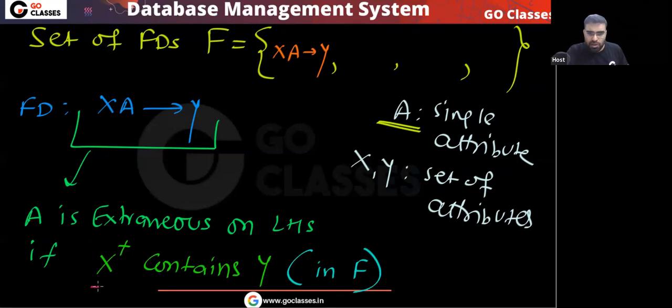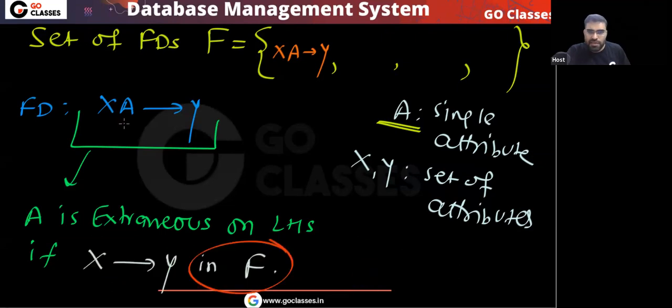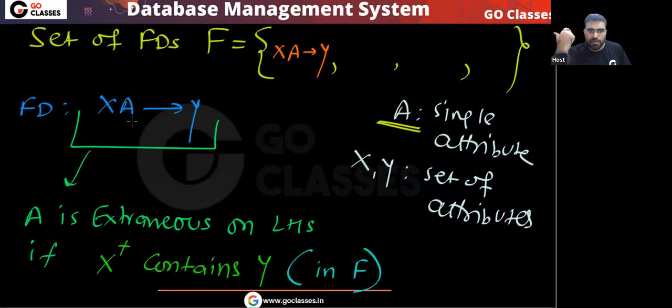Please tell me, did you understand? Remember, this A will be extra if X can determine Y. This is quite intuitive. Are you getting the intuition? When can I say this is extra? If X can determine Y, then this is extra. Agree with me? Very simple point. This will be extra if X plus contains Y. If X can determine Y, then this A will be extra.